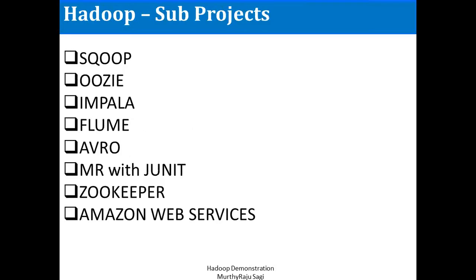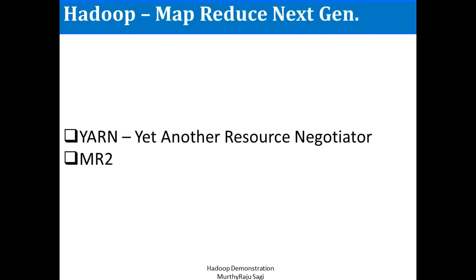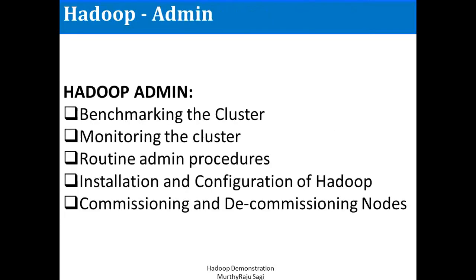Again, Amazon Cloud. So these are all the ecosystems that we are going to learn. YARN is one more new architecture of Hadoop. That is the next generation architecture of Hadoop, YARN, Yet Another Resource Negotiator. This is also something we are going to discuss.